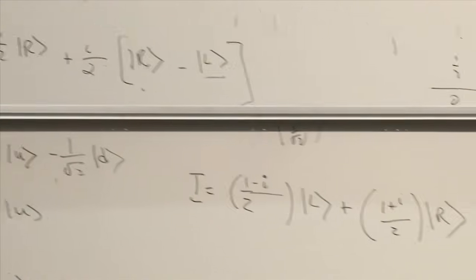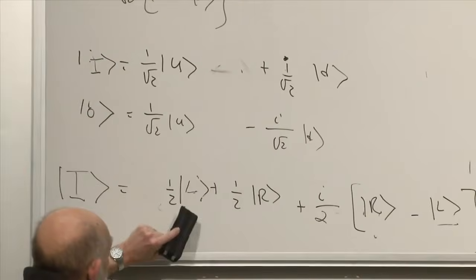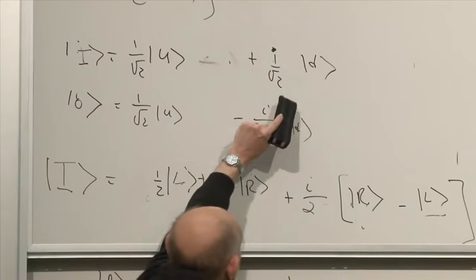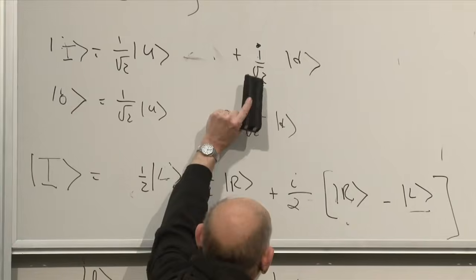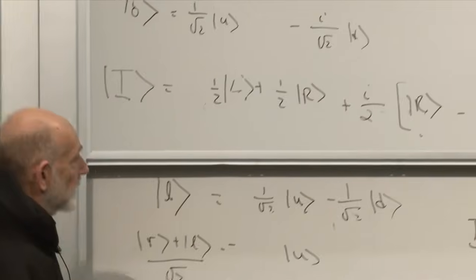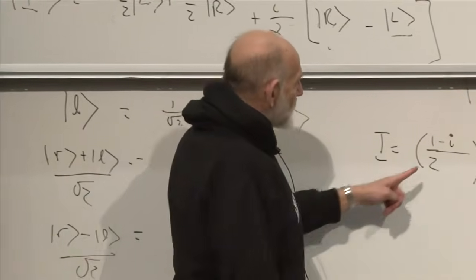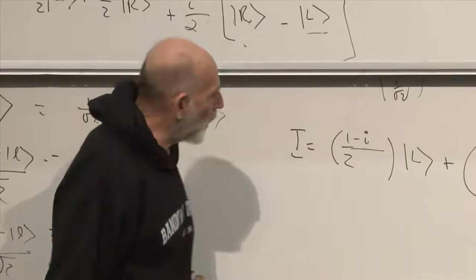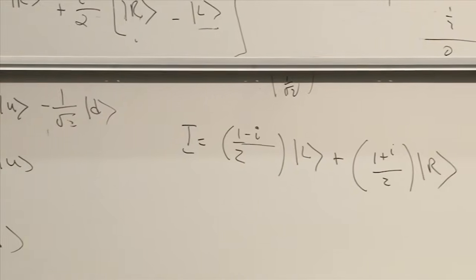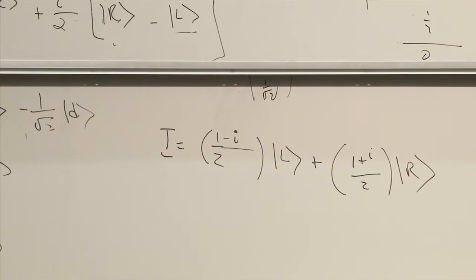I think we were doing this one. Up is left plus right, and down is left minus right with the same i. So I think that's right. Okay, now, what's the magnitude of the two coefficients here, them times their complex conjugates?